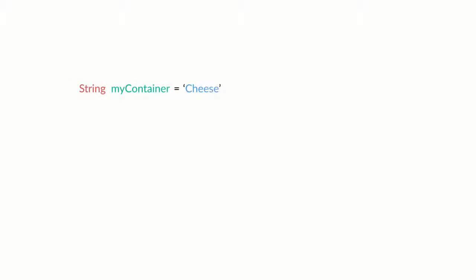For example, if you look at the following piece of code, what we have done here is create a variable called myContainer and give it a value of cheese. We have done this using the assignment operator, which is a fancy title for the equal to sign. Giving something a value is also called assigning a value or initializing a variable.